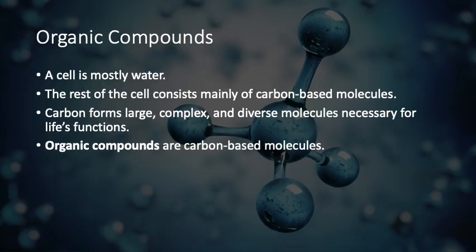When we look at a cell, most of it is water, but what really gives us life is the structure and functions of carbon-based molecules. These are known as organic compounds, and they form the chemical foundation of living systems. Carbon is especially important because it can form stable bonds with many other atoms, allowing cells to build large, complex molecules. These molecules are not random. They are precisely arranged to support everything a cell does, from storing energy to building structures and carrying out chemical reactions. So, when we talk about the chemistry of life, we're really talking about how carbon-based molecules make life possible at the molecular level.